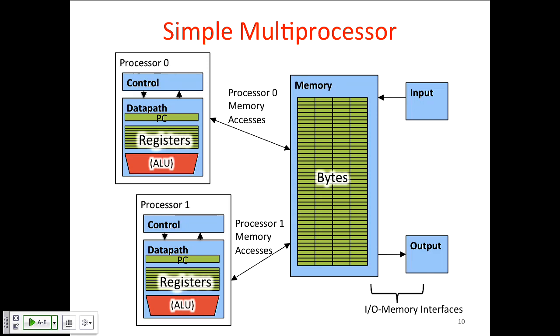Now, if the memory system is a bottleneck even when you have only one processor, as you start adding more processors, the memory system is going to become increasingly the bottleneck. So when you're building multiprocessor systems, you really want to add caches to help isolate the processors from the speed of the main memory.